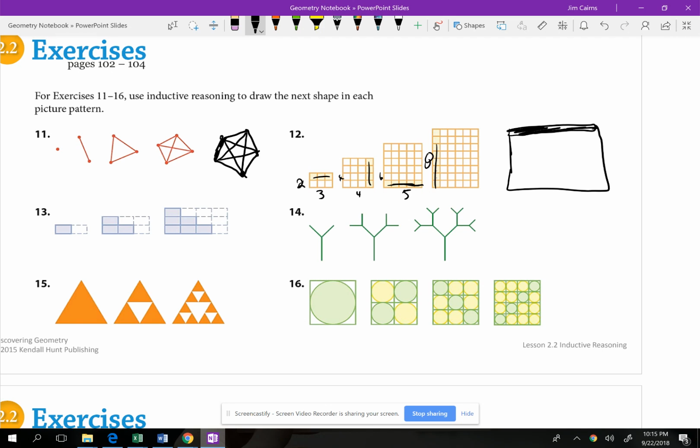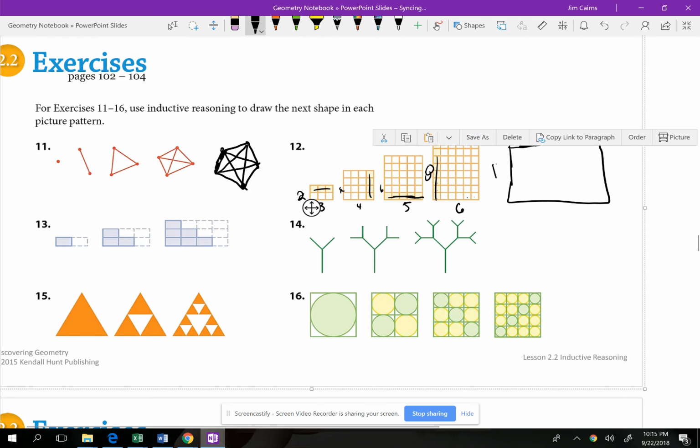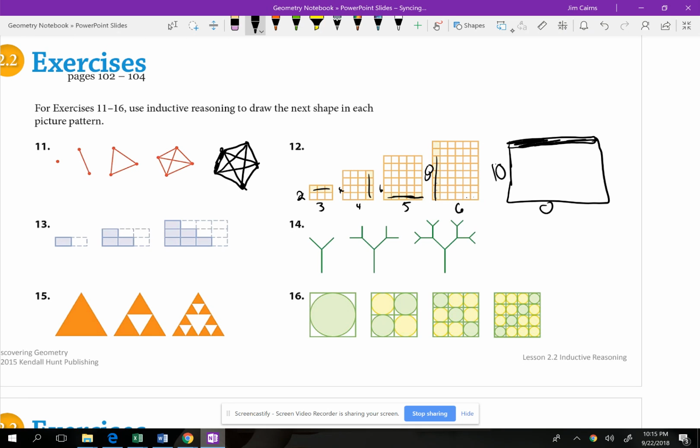2 rows, 3 columns. 4 rows, 4 columns. 6 rows, 5 columns. 8 rows, 6. So that is going up 2, 4. Oh, look at that. 2, 4, 6, 8, and 3, 4, 5, 6. Wow. This is going to be 10 tall. That will be 8 wide.